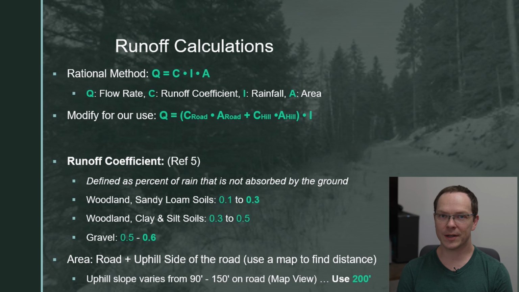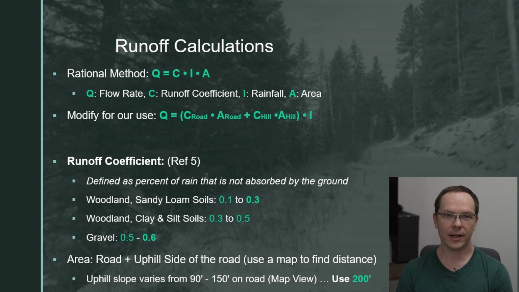Be careful though, because these numbers can be all over the place. I've seen some data sets, especially the FAO document, which I think is one of these references, where it's really low, whereas this one's more in the middle to high range. You want to be conservative so you're not undersizing your culverts.